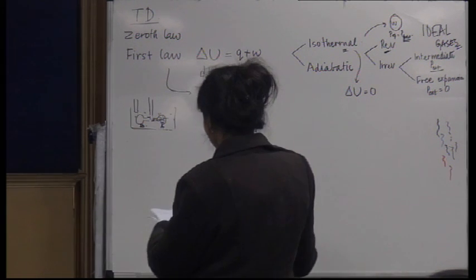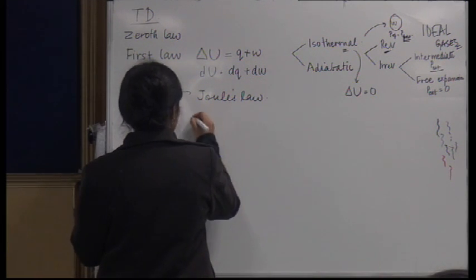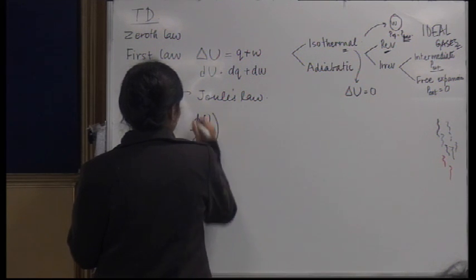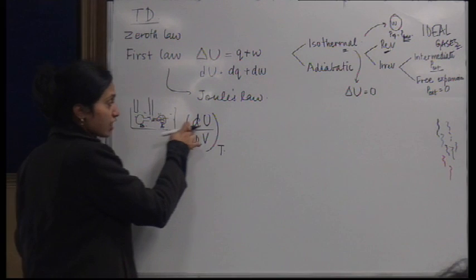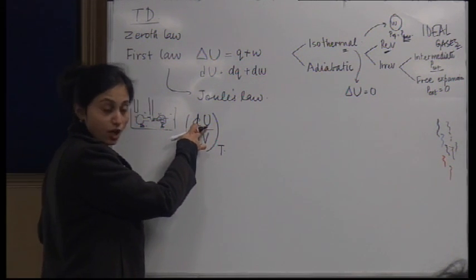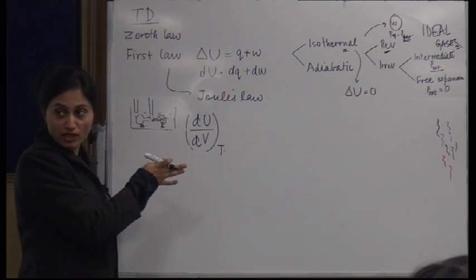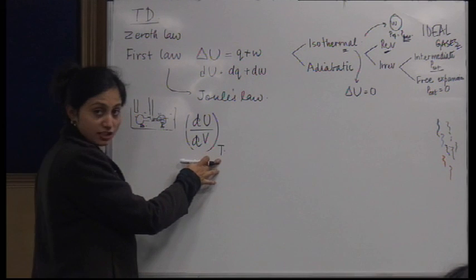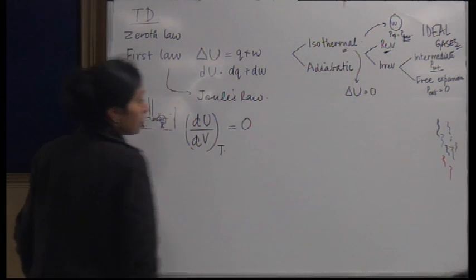And what Joule did was he checked the change of energy. He checked the change of internal energy with respect to volume at a constant temperature. He wanted to check what is the change in internal energy with respect to volume, because you're changing the volume of the system in one sense. What will be the change in internal energy with respect to volume at a constant temperature? And he found that this is equal to 0.